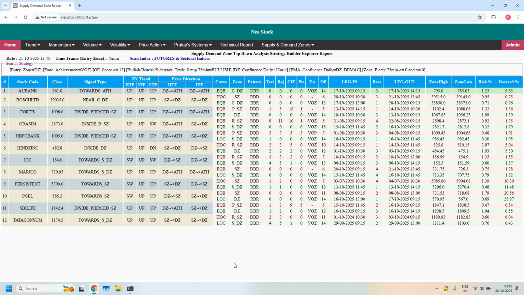So 12 stocks are filtered. So these 12 75 minutes demand zones might have a higher probability of success, provided less than 20 checklist items are satisfied, otherwise higher chances of zone violation.